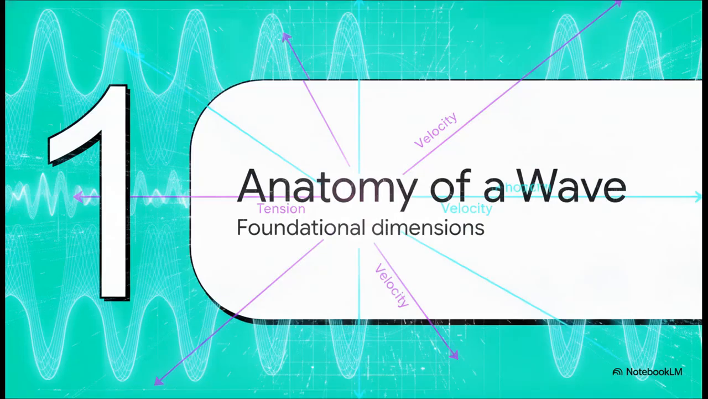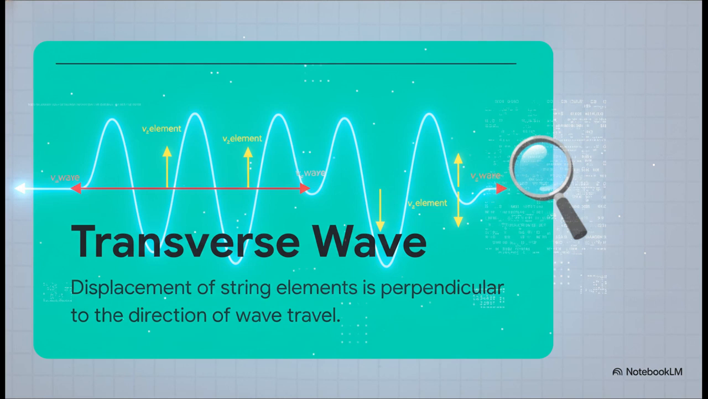Section 1. Anatomy of a wave. Understanding the foundational dimensions. First up, let's get the definition down. A transverse wave is a wave where the displacement of every oscillating string element is perpendicular to the direction of the wave's travel. So the really crucial thing to grasp here is that while the wave itself is traveling forward, say left to right along an x-axis, the string itself isn't actually moving forward. The little individual elements of the string are just moving up and down perpendicularly. It's basically an illusion of forward motion created by sequential up and down movements.